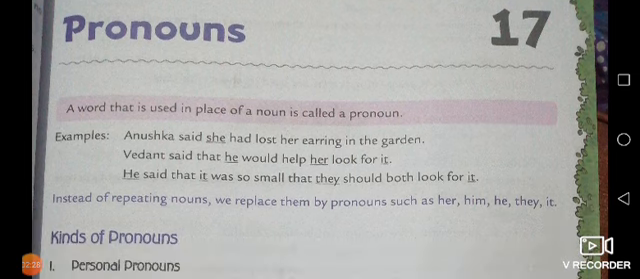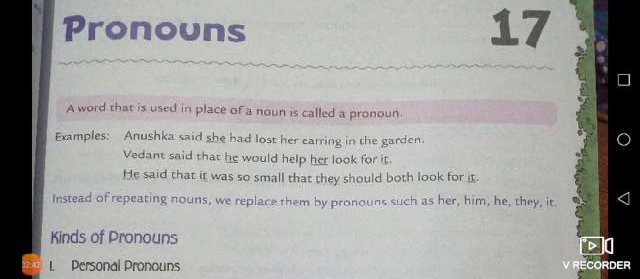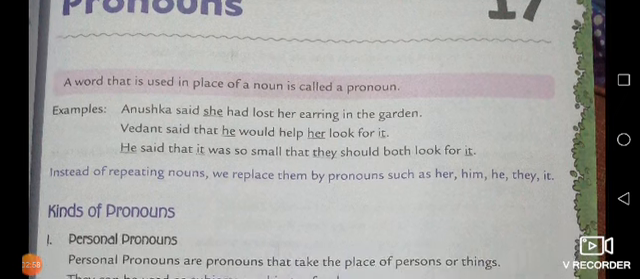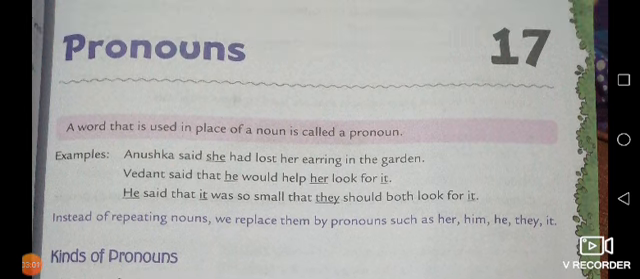As the definition says, a word that is used in the place of a noun is called a pronoun. Anushka said she lost her earrings in the garden. Here the underlined word she is used for Anushka, so she is the pronoun. Vedant said that he would help her look for it. Here the underlined words he, her, it are pronouns. He said that it was so small that they should both look for it. Here he, it, they, it are the pronouns. So pronouns are words used in the place of a noun.